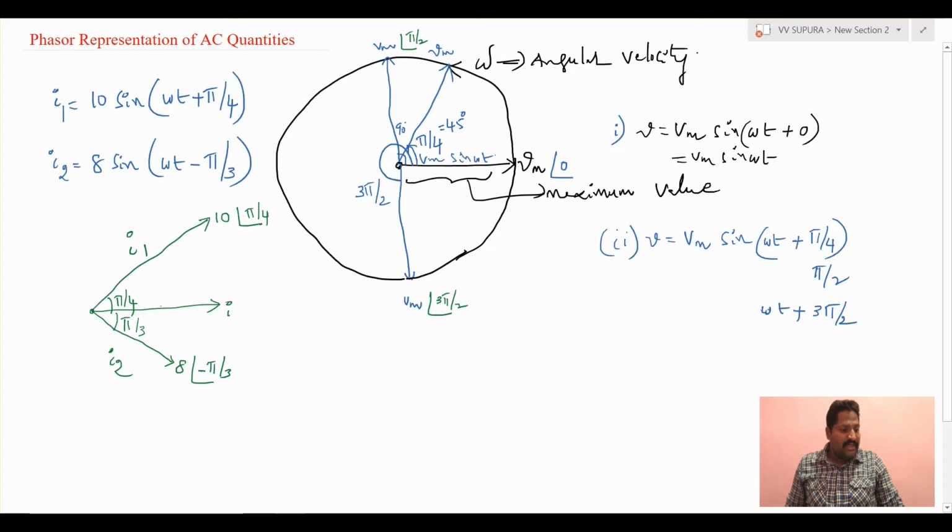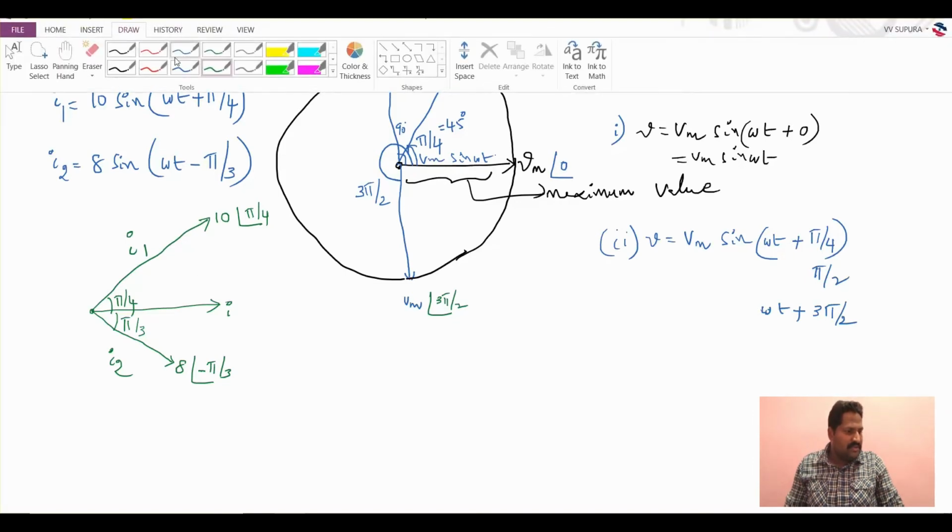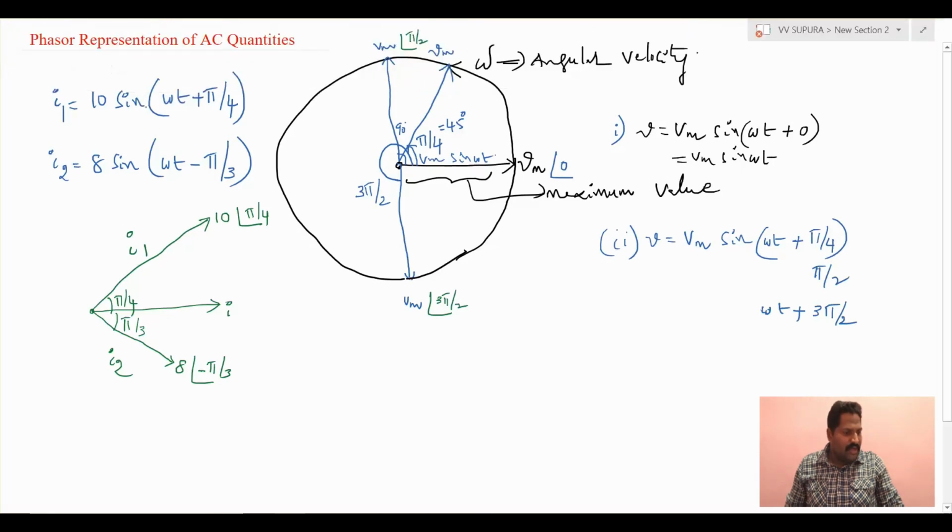So how can I calculate the resultant value of I1 and I2? In mathematics we already know how to calculate the resultant value. We have to draw a line parallel to each of these lines and complete the parallelogram, and up to this point we can calculate the resultant value. For this purpose we have a mathematical method.